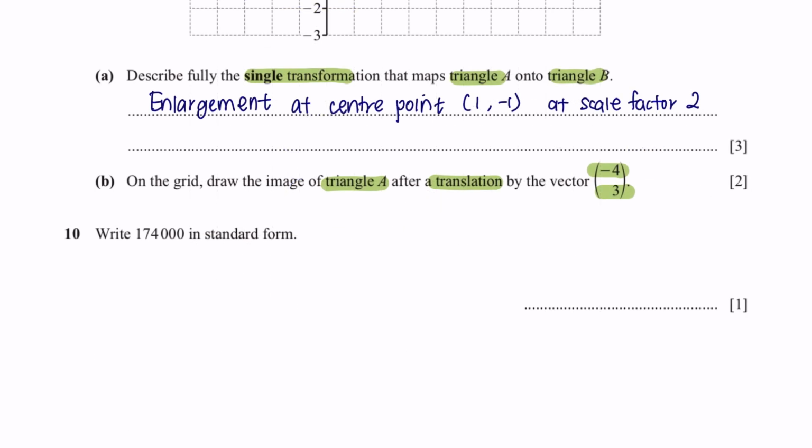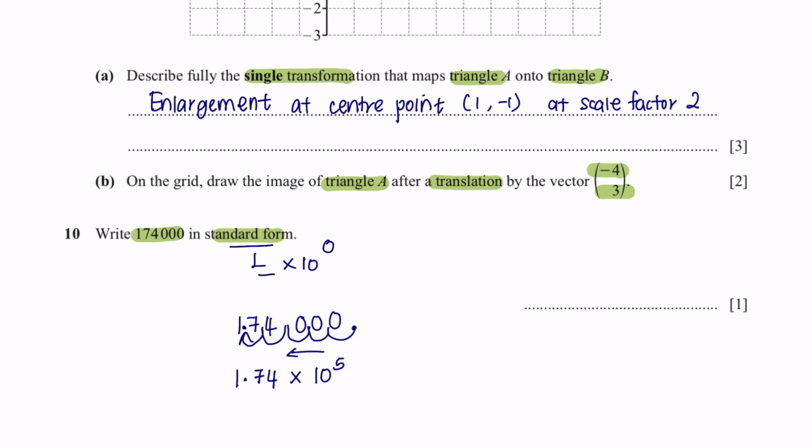Next, question 10. Write 174,000 in standard form. Standard form means we're going to change it to something times 10 to the power of something. So you can start by putting an imaginary decimal over here and then move 1, 2, 3, 4, and 5. Putting the decimal here, becoming 1.74. Since we have moved 5 times, we're going to write times 10 to the power of 5.